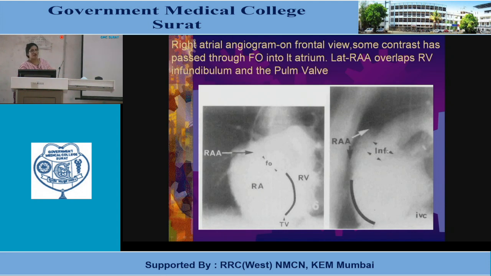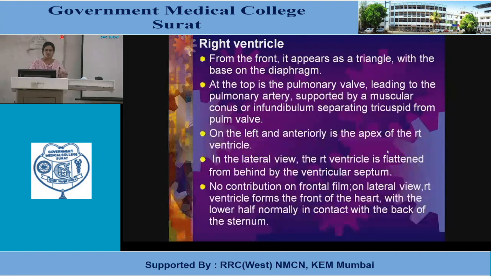Now coming to the right ventricle, as I have already told you, from the front it forms the bulk of the front of the heart. From the front, it appears as a triangle with the base on the diaphragm. At the top is the pulmonary valve leading to the pulmonary artery, as I showed you. And on the left and anteriorly is the apex of the right ventricle.